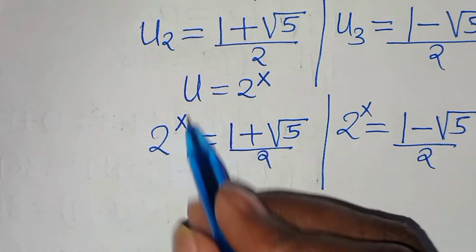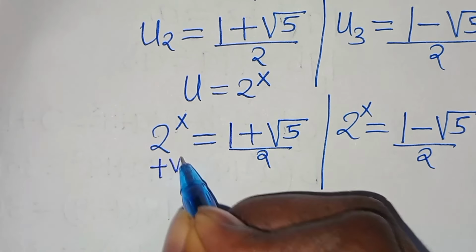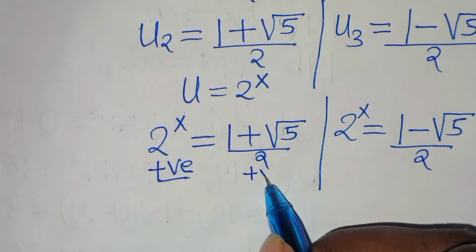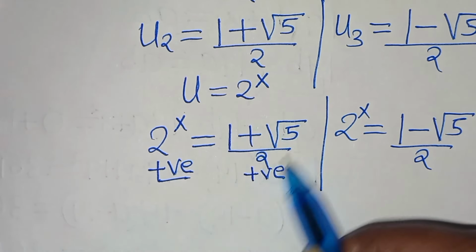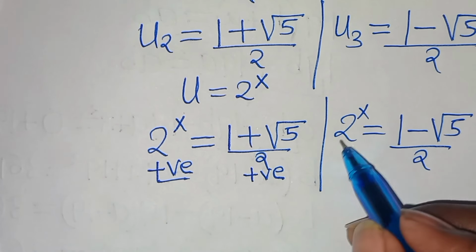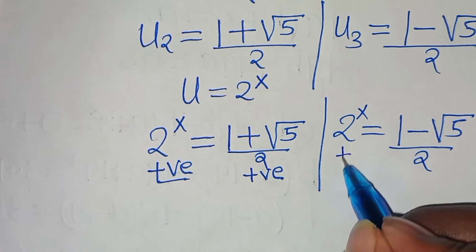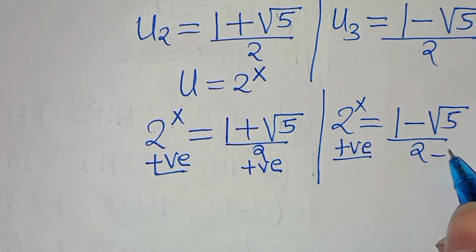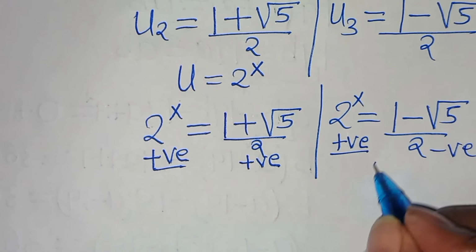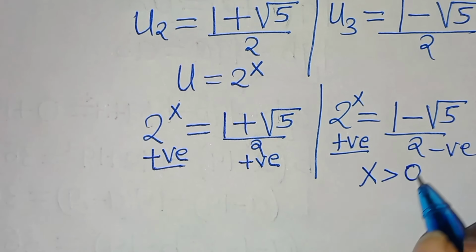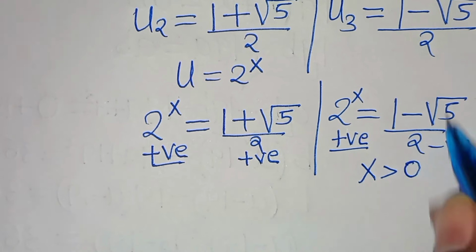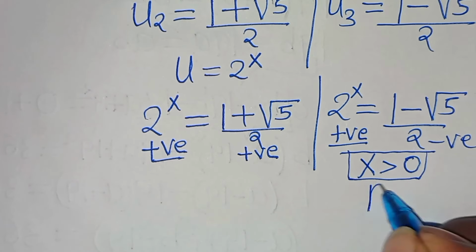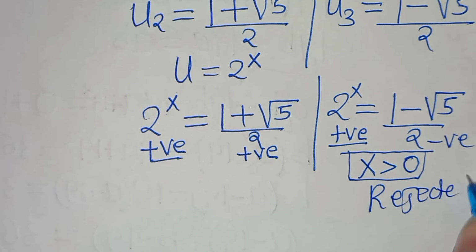So now 2 to the power of x will give us a positive value, and (1 plus square root of 5) over 2 is also a positive value. So this means we can proceed to solve for the value of x from here. But on the second part, 2 to the power of x is a positive number, while (1 minus square root of 5) over 2 is negative. And given that x is greater than 0, this implies that the second part does not satisfy this condition. So this part is rejected as well.